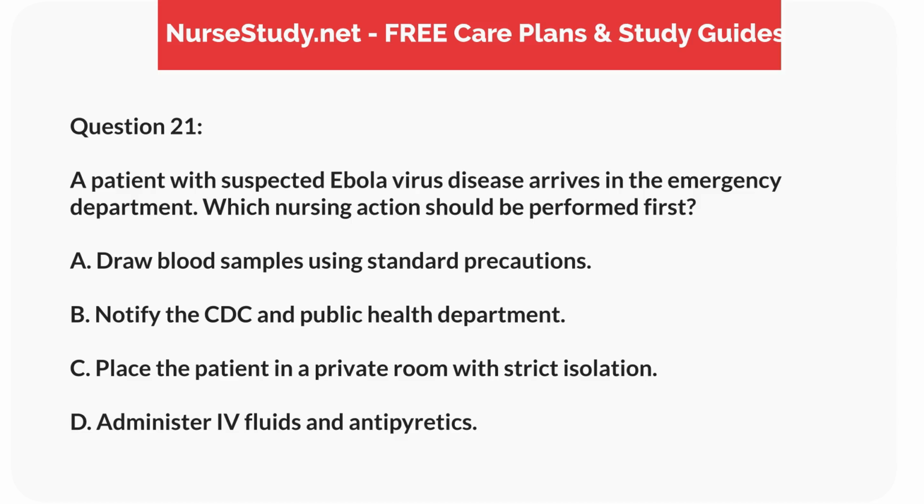Question 21. A patient with suspected Ebola virus disease arrives in the emergency department. Which nursing action should be performed first? A. Draw blood samples using standard precautions. B. Notify the CDC and Public Health Department. C. Place the patient in a private room with strict isolation. D. Administer IV fluids and antipyretics.